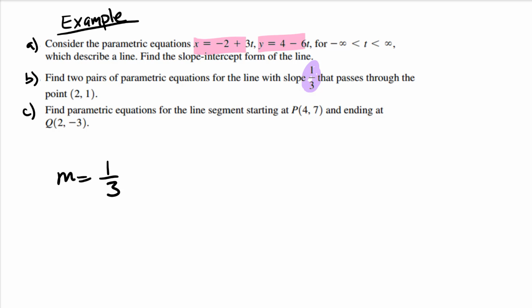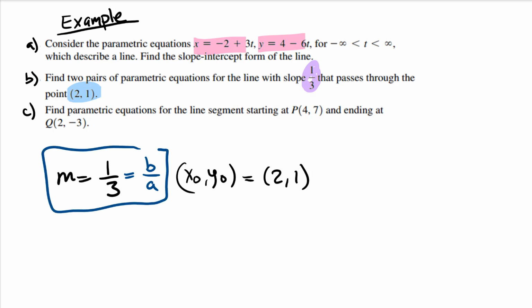Slope is 1/3. Wait a second, fraction. And it goes through the point 2, 1. So x naught, y naught is equal to 2, 1. But let me ask you, isn't the slope equal to b over a? Right here. So it tells us our b is 1. It tells us our a is 3. Our x naught is equal to 2, and our y naught is equal to 1.